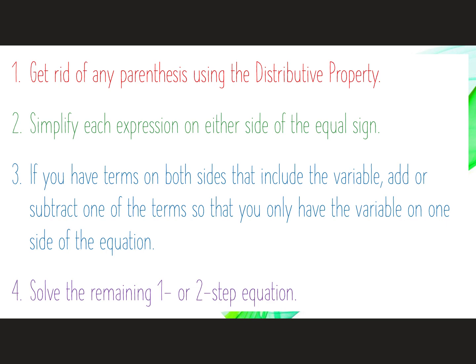Number 1, you're going to get rid of any parentheses using the distributive property. Number 2, you're going to simplify each expression on either side of the equal sign. Remember, simplifying is only for expressions. Third, if you have any terms on both sides that include the variable, you're going to add or subtract one of those terms so that you only have the variable on one side of your equation. And then number 4, you're going to have a 1 or 2 step problem left to solve. All right, here we go.